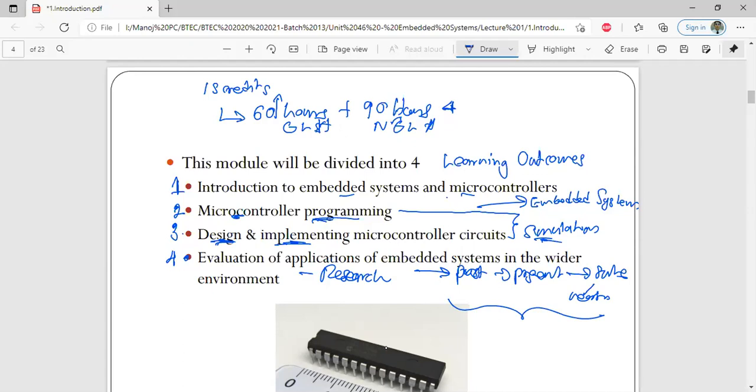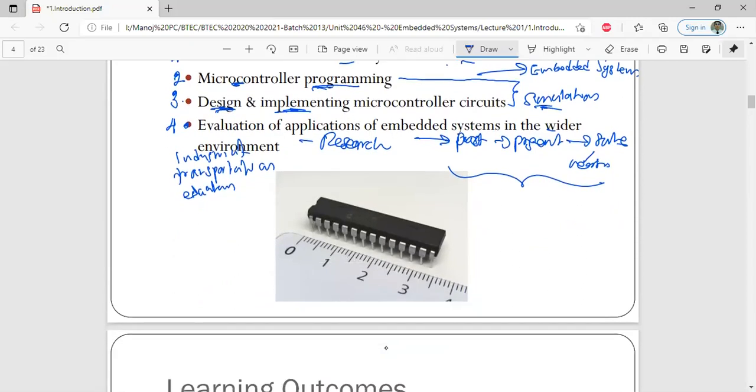So here this can go into the wider environment. That means even in transportation, and let's say in education, those things as well. Not only industrial and everything, you have to go into a wide area and you have to research these sorts of things.